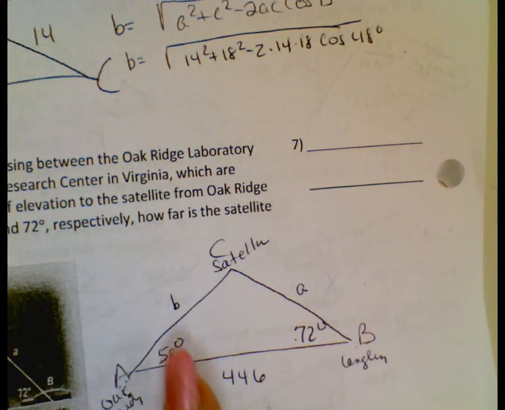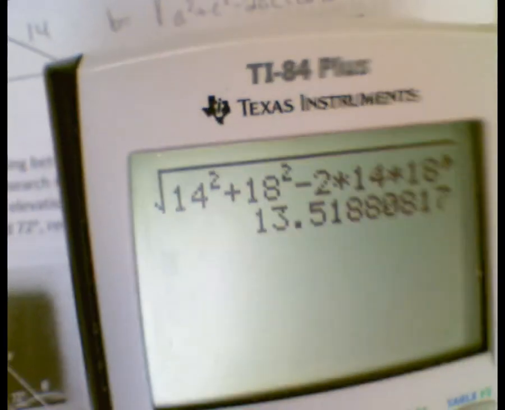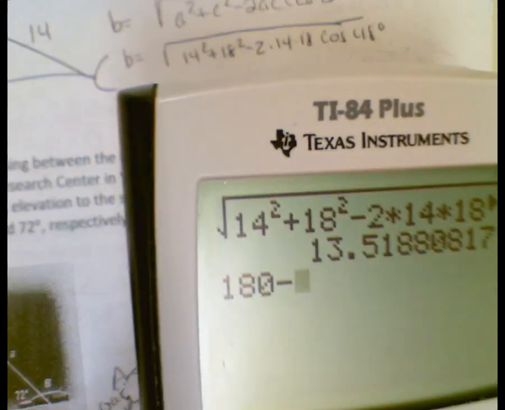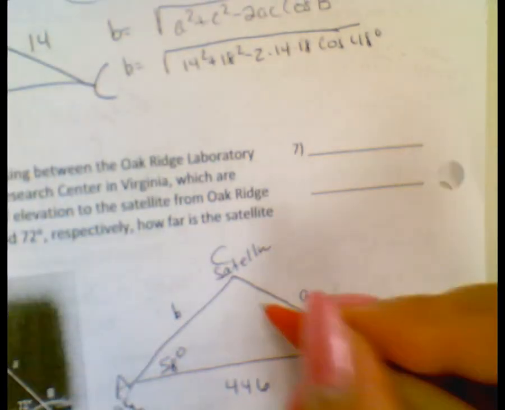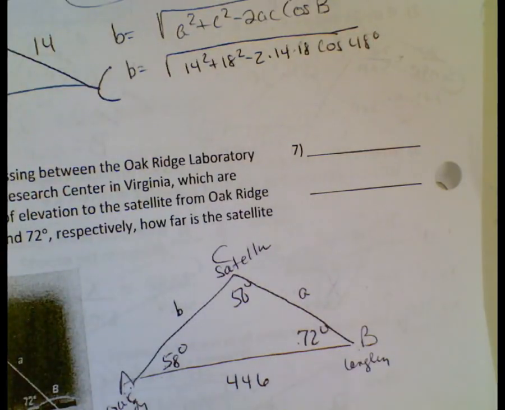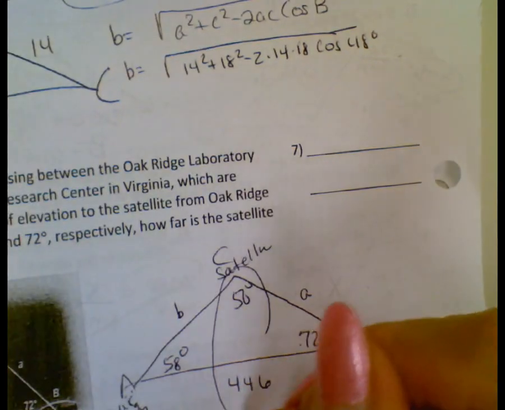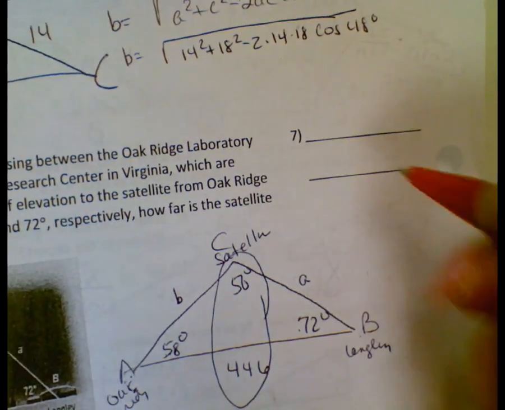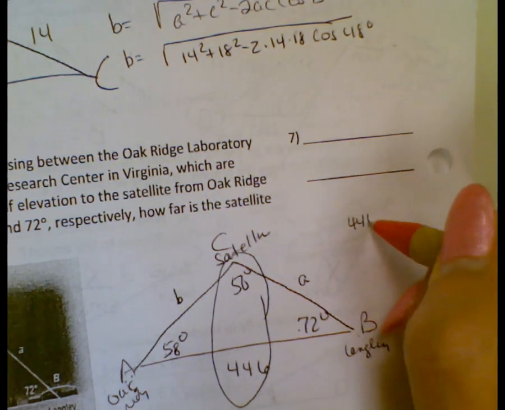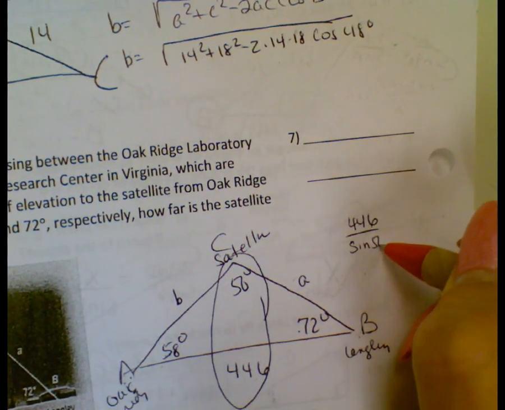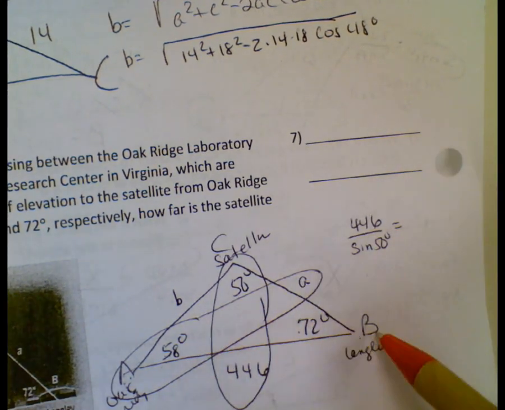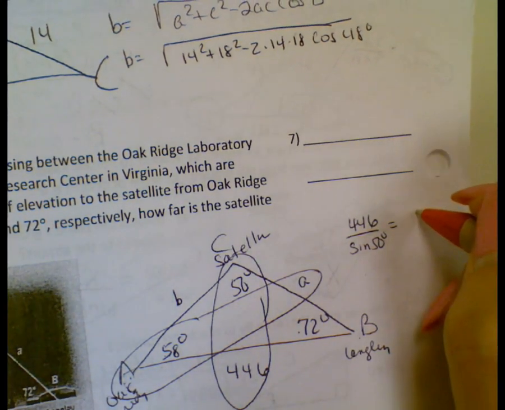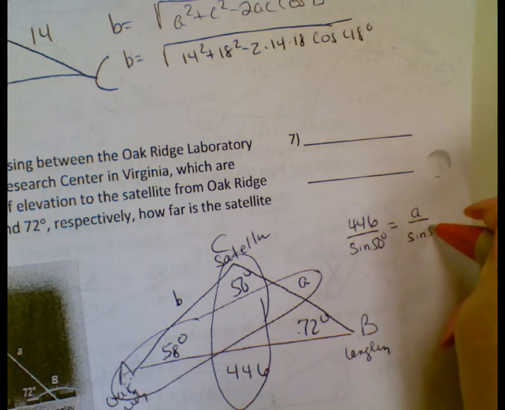If you know two angles, you know the third. So let's figure out the third angle. We have 180 minus 58 minus 72, which is 50. So we definitely can use law of sines here. See that? That's a given ratio. So let's go 446 over sine 50. Let's go with A first. A is the distance from Langley to the satellite. So A over sine 58.